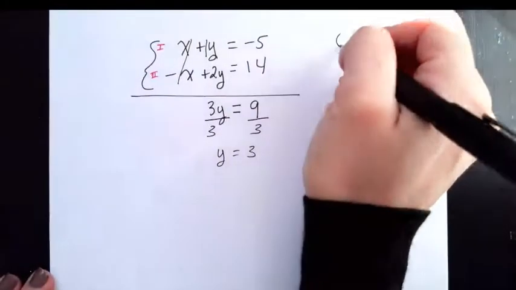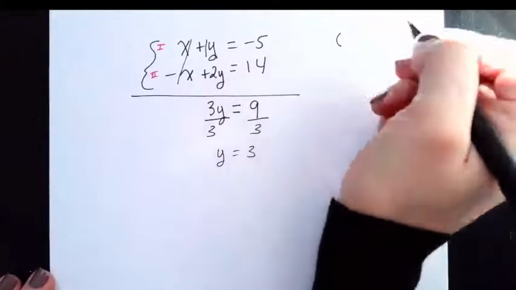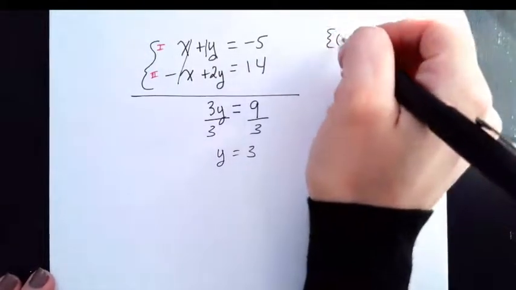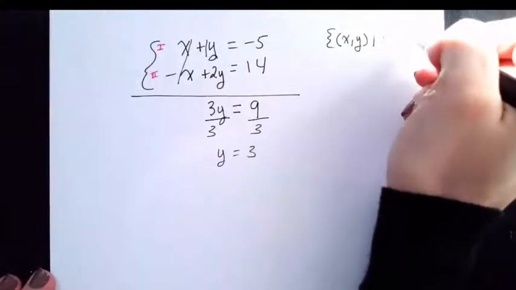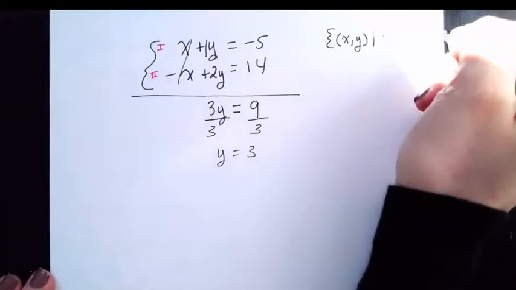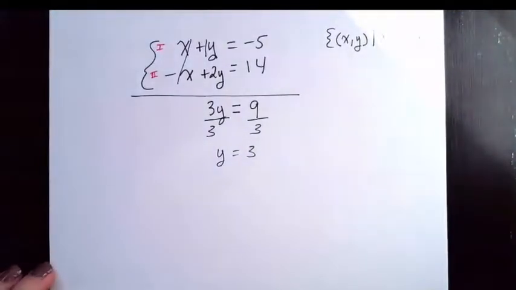So I now have the y coordinate of my solution. My solution, remember, is in the form of an ordered pair. So I could even start to write my set builder notation, the set of all x, y, such that x equals, we need to fill that in, y equals 3. So we'll just find the x value.